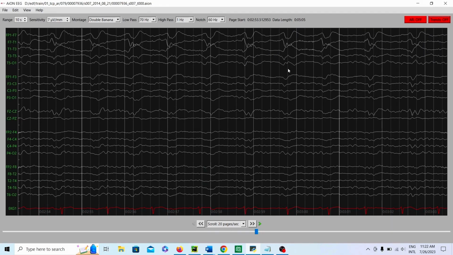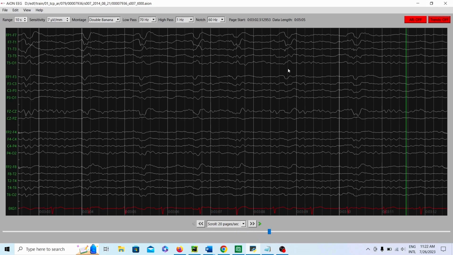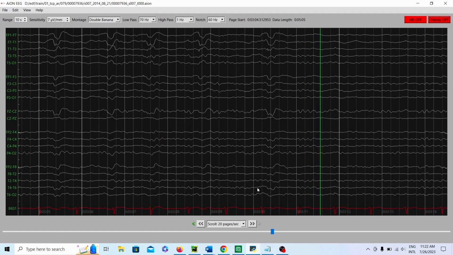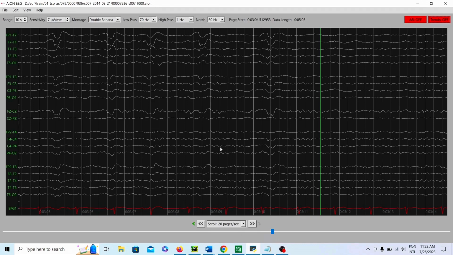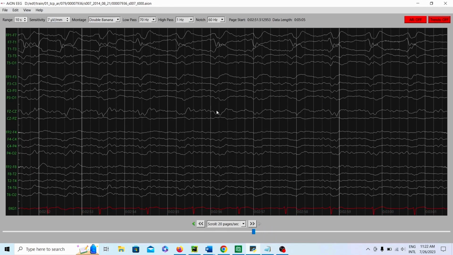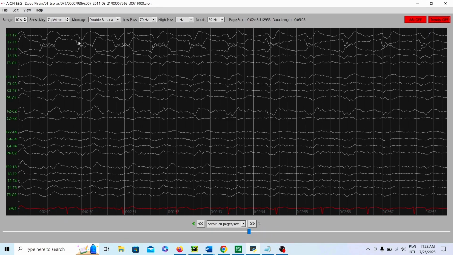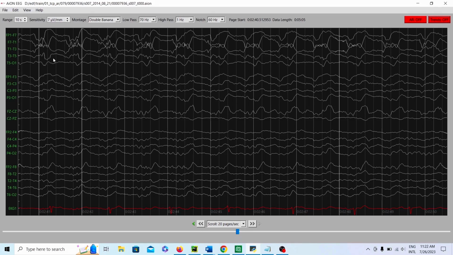And that's pretty much it for this patient, guys. So left temporal seizure, good to note. One last thing. In this record, the doctor said no seizures were noted by the computerized software, which is a little disappointing. I was expecting a little more because, you know, there's not really any artifact going on or anything that could trick the computer.